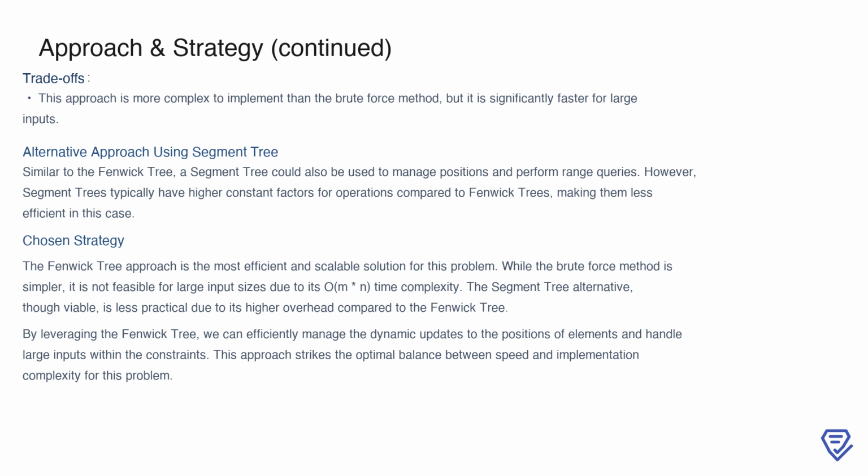Ultimately, the Fenwick tree approach stands out as the most efficient and scalable solution. Unlike the brute force method, which is infeasible for large input sizes, and the segment tree, which has higher overhead, the Fenwick tree strikes the ideal balance between speed and complexity. By using this strategy, we can efficiently handle the dynamic updates required by the problem while staying well within the constraints, making it the optimal choice for solving queries on a permutation with key.